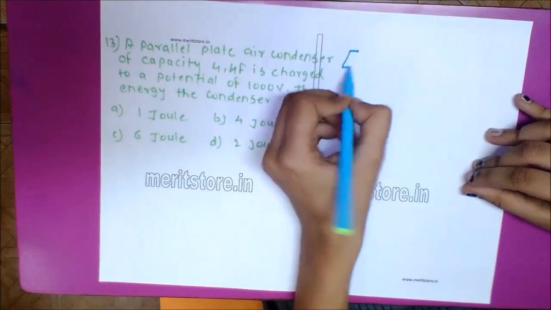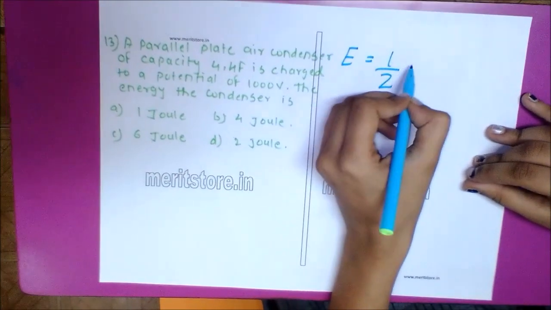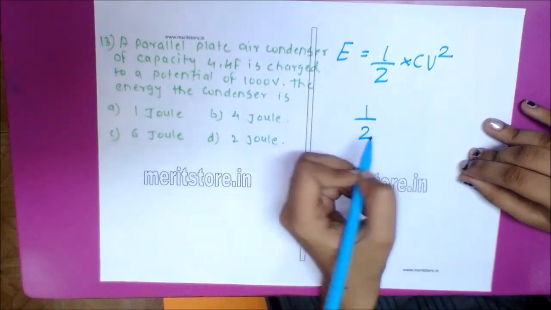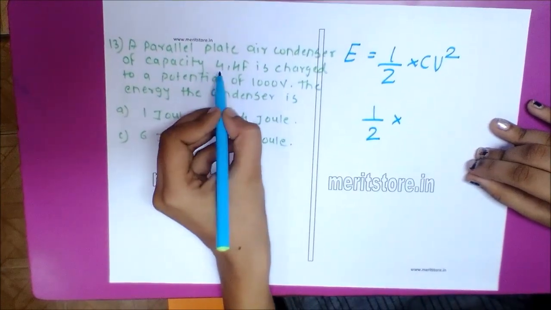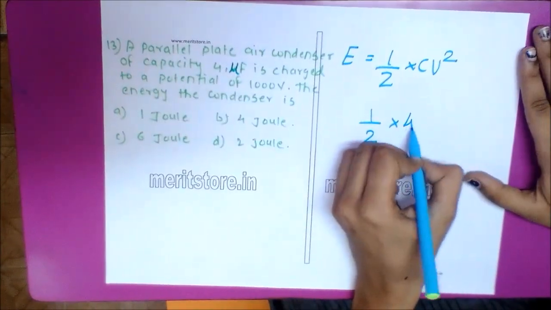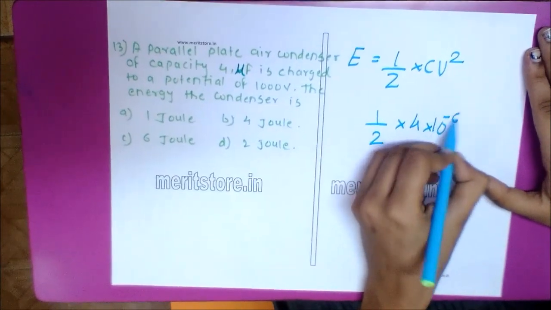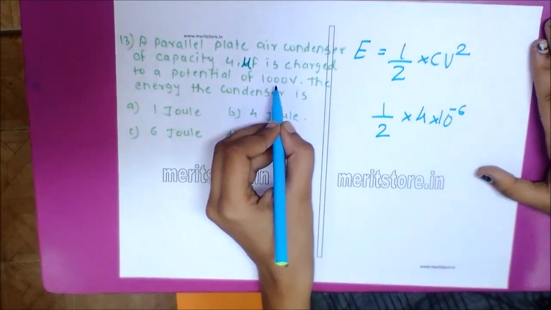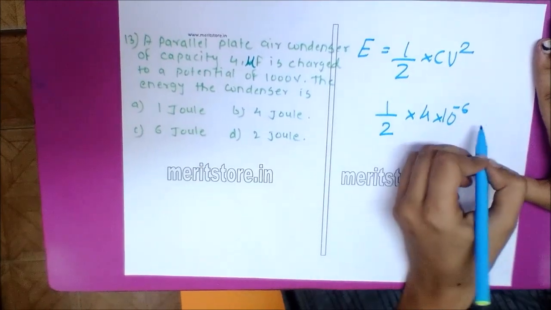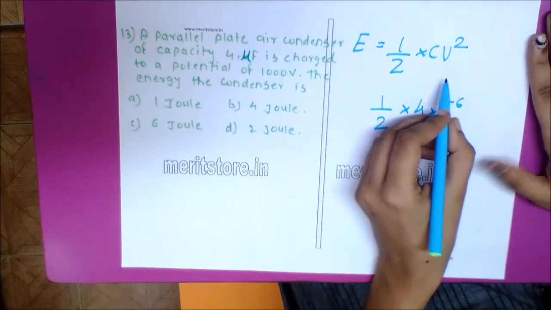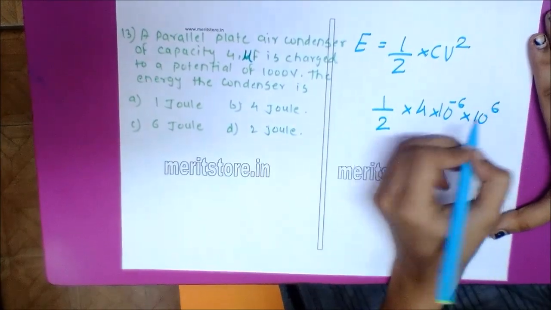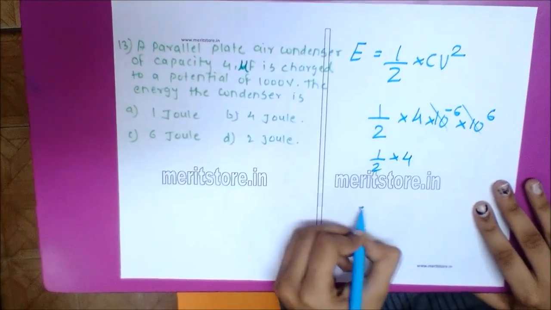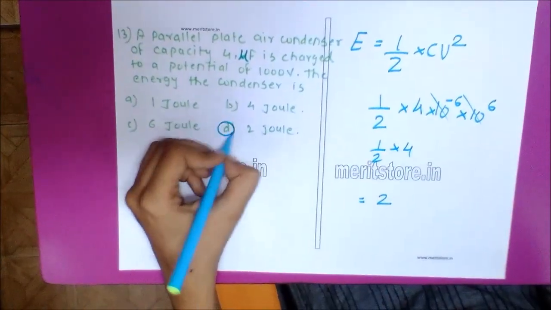We have to find the energy of the condenser, which is half into CV square. Half into C, capacity is given to us as 4 mu F. So half into 4 into 10 raised to minus 6 into V square. Volt is given to us as 1000. 1000 is 10 raised to 3. But over here you are having V square, that is 10 raised to 3 square. So that will be 10 raised to 6. This will get cancelled and we will have half into 4, which boils down to 2. Option B is the correct option.